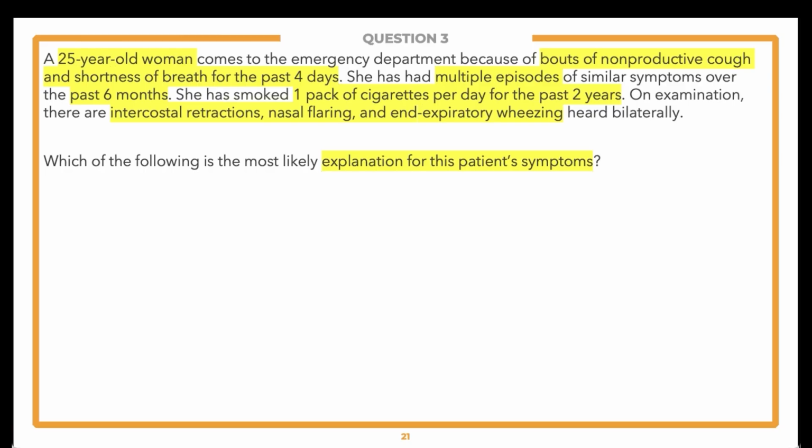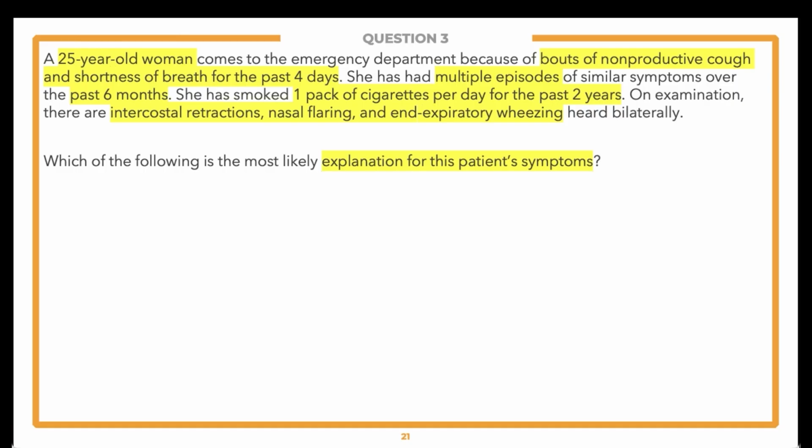So let's go through the question here. A 25-year-old woman, so a young woman, should be otherwise relatively healthy. Bouts of non-productive cough and shortness of breath for the past 4 days. Okay, so could be infection, maybe something else going on. Has had multiple episodes over the past 6 months, so it's not just a one-time deal. 1 pack of cigarettes per day for the past 2 years. Okay, so 2 pack-years of smoking history. And has intercostal retractions, nasal flaring, and expiratory wheezing heard bilaterally.